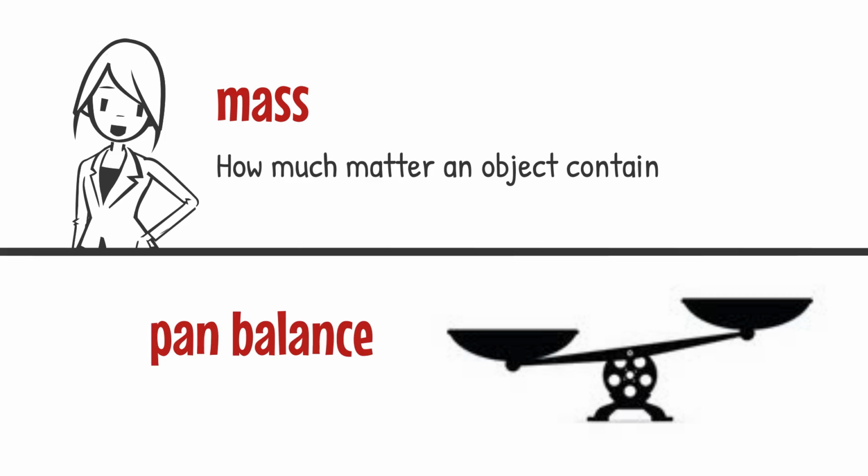But what is mass? Mass is how much matter or material an object contains. Usually, we use the pan balance to find the mass of an object. The pan balance consists of 2 pans. We use 1 pan to put the object on, and on the other pan, we use the weights to find the mass of the object. You have to keep the 2 pans balanced to find the mass.